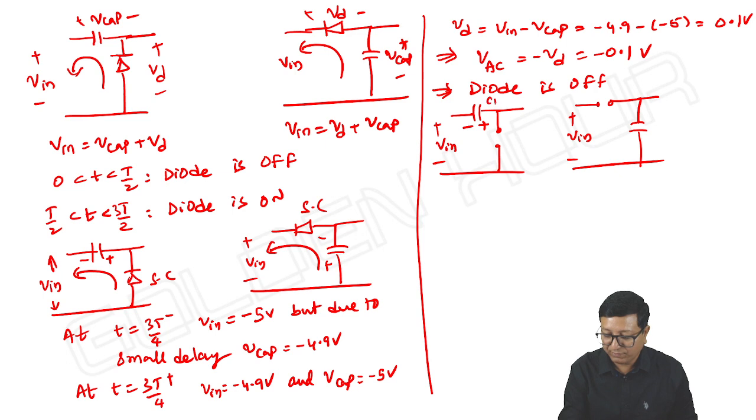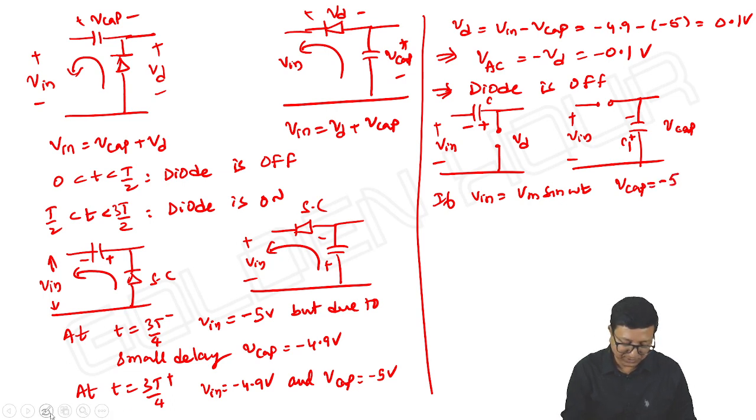Let me take it is C1, or C2, anything you can write. Is it not so? So here it is Vd and here it is Vc, V capacitor. What are the polarities of capacitor voltage? Plus, minus. So here if V input is equal to Vm sin omega t, then what is V capacitor here? Minus Vm. Instead of 5 I am directly writing.